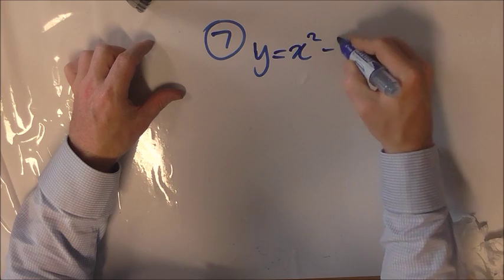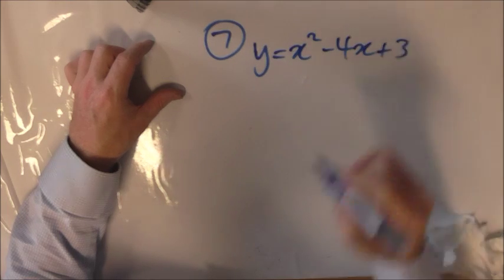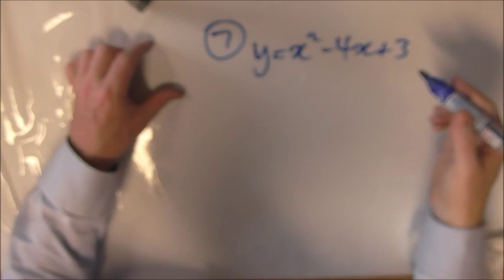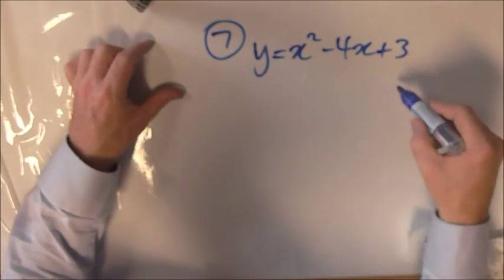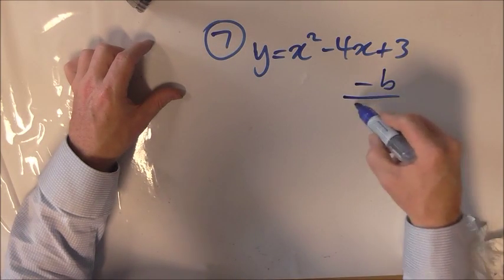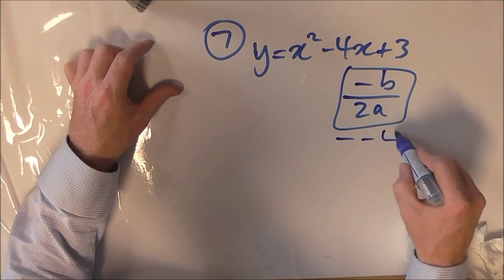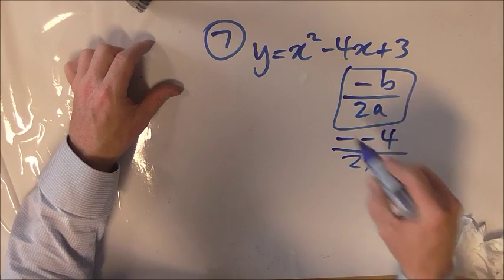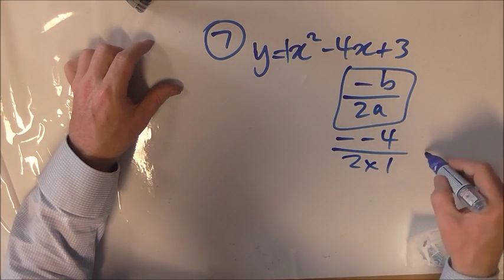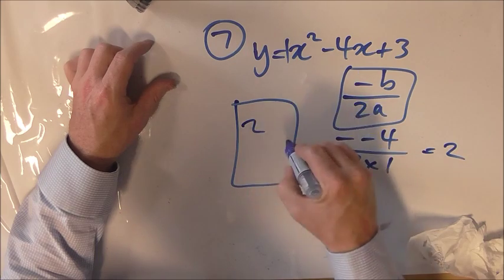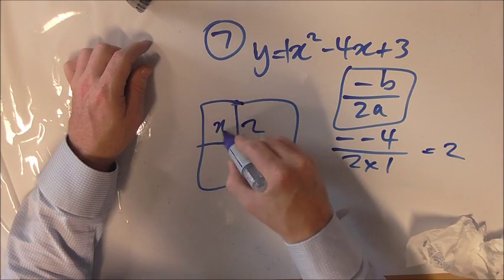Question number 7. What's the lowest point on this? Well, that's what a super quick table is for. Just do the blue part of the quadratic formula, the negative b over 2a part. So it's negative 4 over 2 times 1. So that's 2. So this is your super quick table.